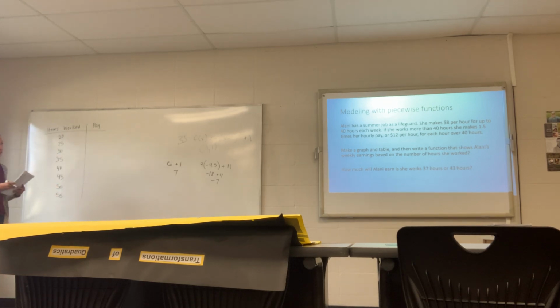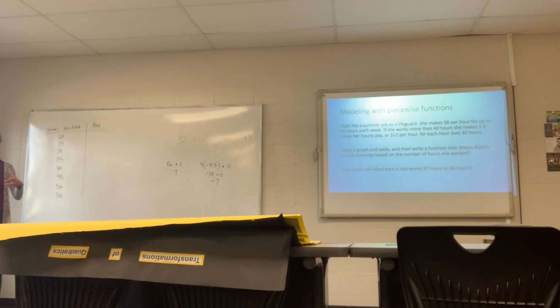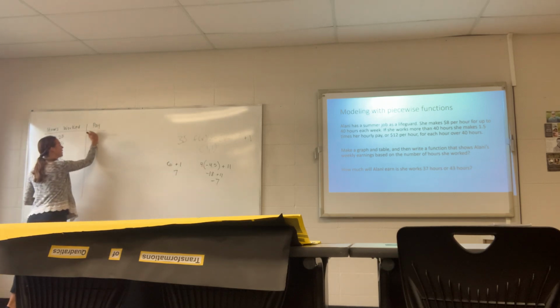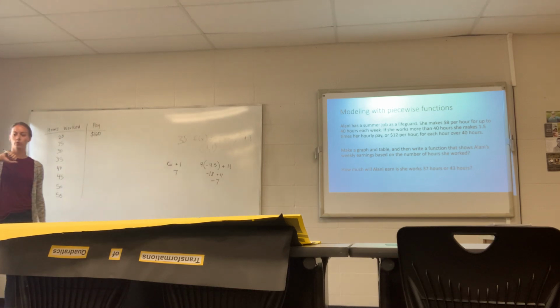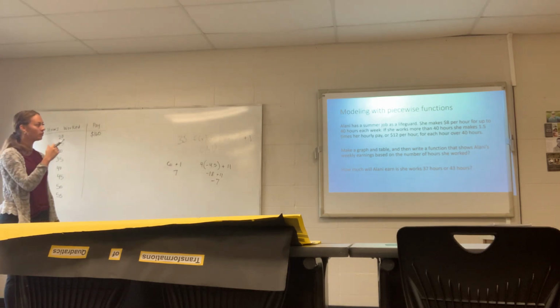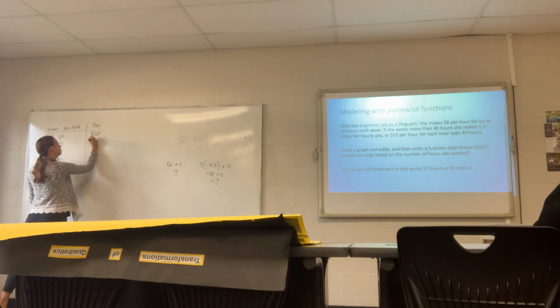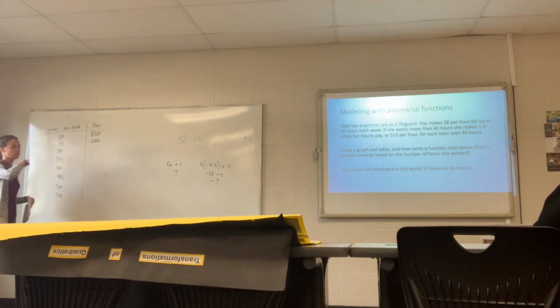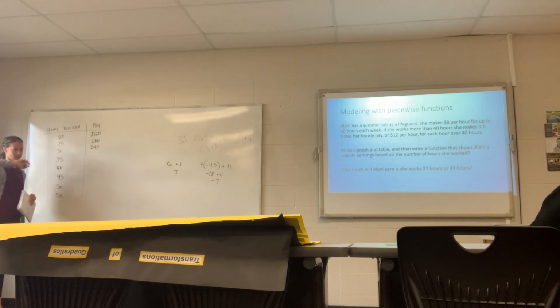160. Yeah, because if we take 20 hours times $8 an hour, 2 times 8, 16, 160. So she's gonna make $160 on her paycheck when she works 20 hours. Okay, what about when she works 25? 200. What about when she works 30? 240. What about when she works 35? 280, thank you, Brayden.